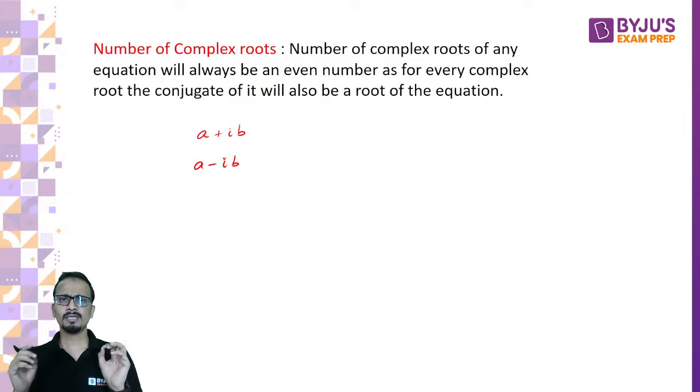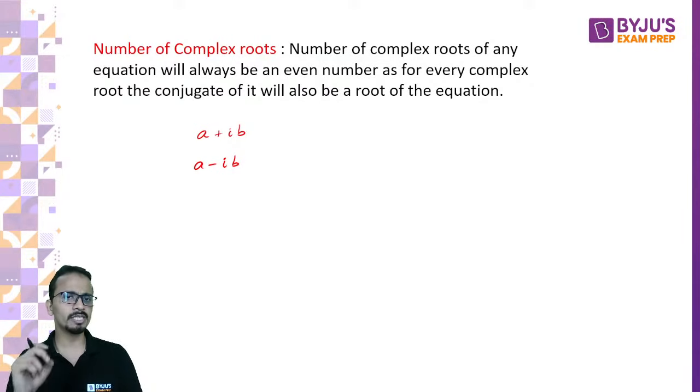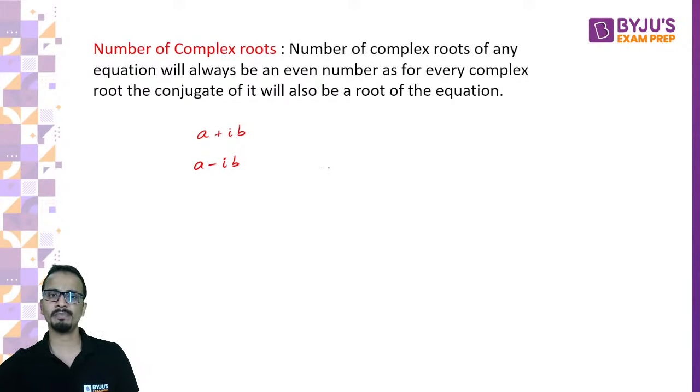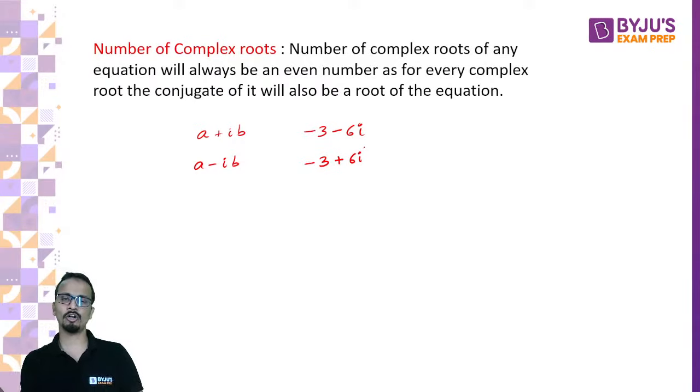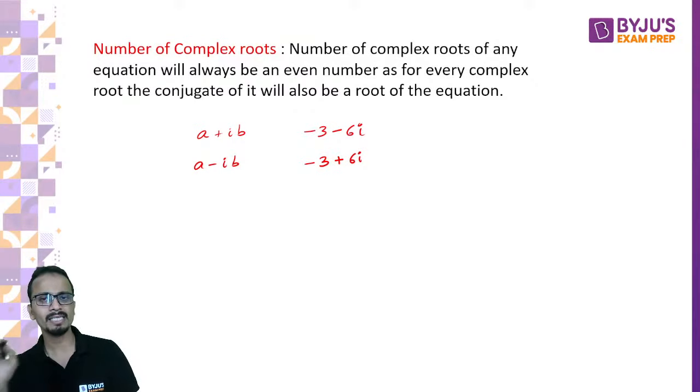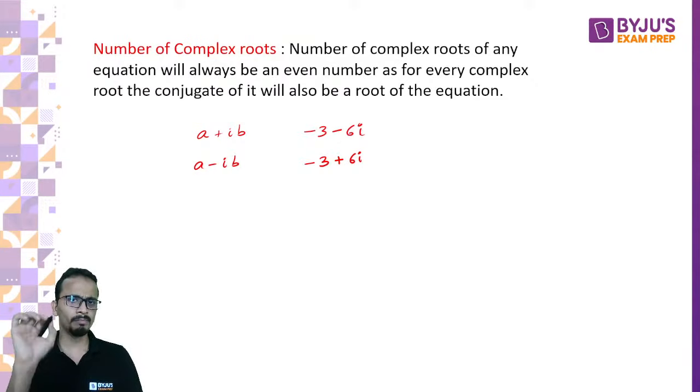I'll repeat, the complex roots of any equation will always occur in pairs, as in one root will be the complex conjugate of the other root. So if one of the roots is a plus iota b, then automatically you can say that the other root has to be a minus iota b. For example, if one of the roots is minus 3 minus 6 iota, then just change the sign of the imaginary part. So the second root will definitely be minus 3 plus 6 iota.